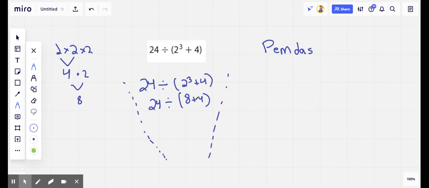Okay, all right, and so next, let's see, work from left to right. Well, we still have parentheses, so we can't divide 24 by anything yet. So 8 plus 4 is 12. And then I have 24 divided by 12. Well, 24 divided by 12, what times 12 equals 24? Well, our answer is 2. So that is our answer.